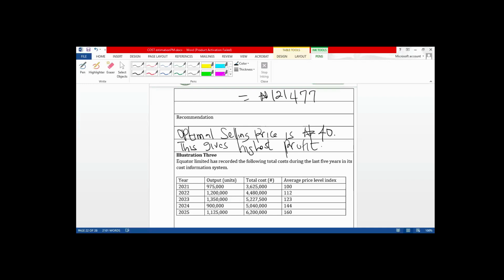Equator Limited has recorded the following total cost during the last 5 years, 2021 to 2025. We have the output in units, we have total cost, and we have the price level index. If you look at that price level index, it's not the same every year.